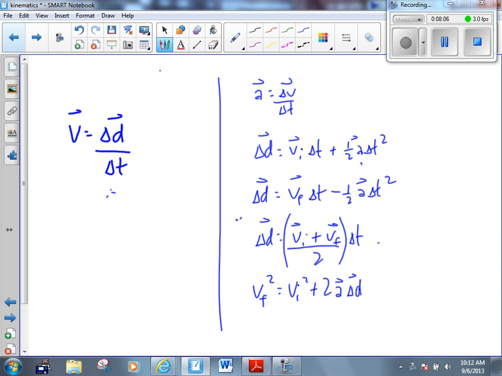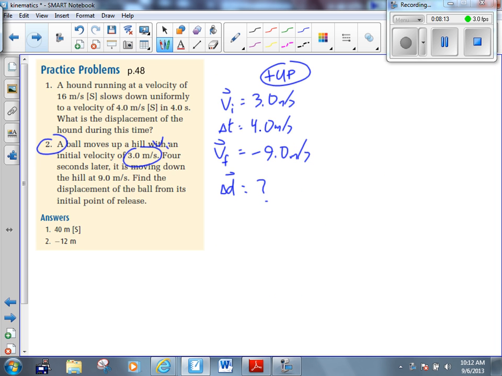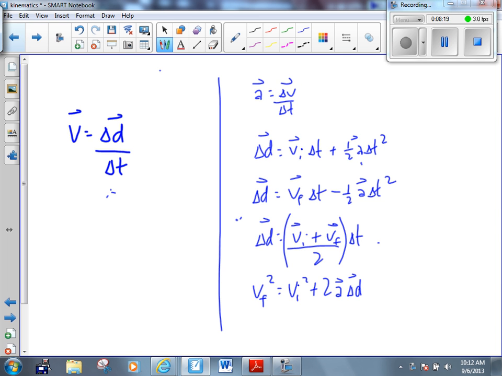None of these are. Rutger, you have a question? Your hand was up. No? Which one do you want to try here, guys? We got VI, we got VF, we got T, we're looking for D. Which one do you want to try here? We'll call this one 1, 2, 3, 4, or 5. Which one seems to fit the best, Rutger? Yeah, I think we go with number 4 as well.